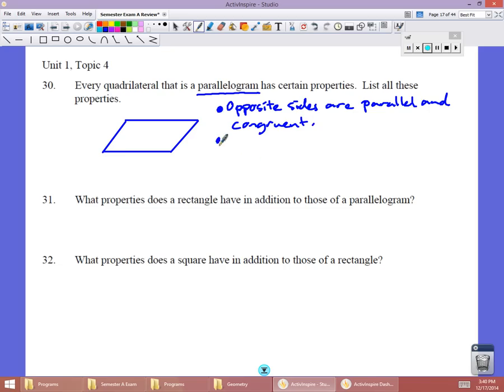Alright, our second bullet point that we're going to make is about the opposite angles. And so the opposite angles, this angle matches this angle, and this angle right here matches this angle right here. So we're going to say the opposite angles are congruent.